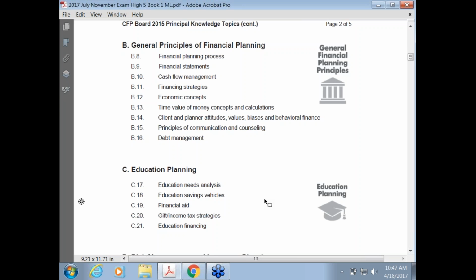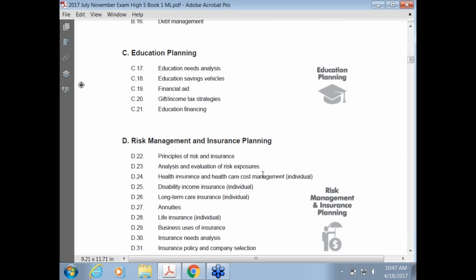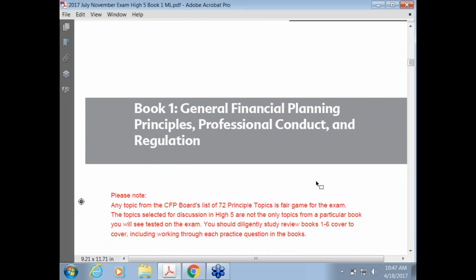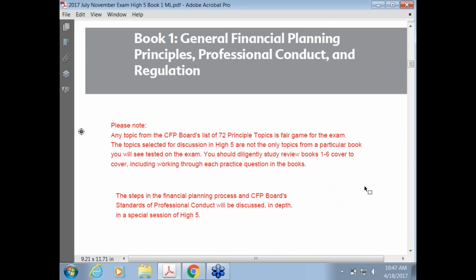So it encompasses 21 different of the 72 topics that will be potentially testable on your exam. So this is a big, big, big book to pay attention to. All right, so we're working in book 1, and as I mentioned, I'm going to literally pull up the pages of your book 1 and highlight some things and put some notes in there that I hope can give you some additional perspective and exam tips.